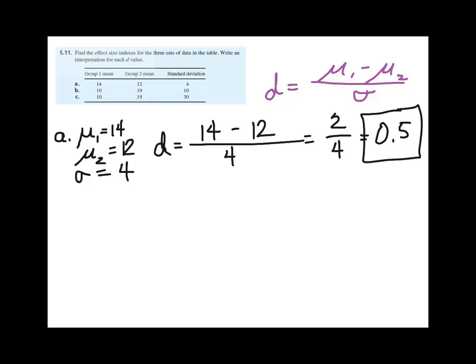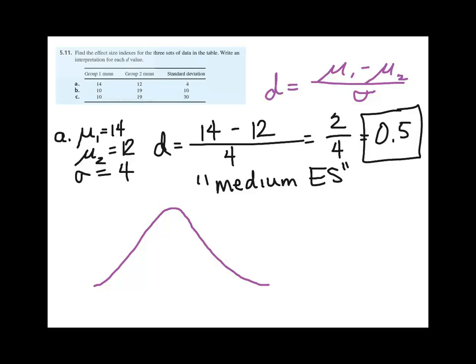Now, according to the somewhat arbitrary but widely accepted limits, Cohen's limits for these, 0.5 represents what we would call a medium or moderate effect size. Now, what does that mean? Well, let's assume, just for the sake of this drawing, that both the populations for group 1 and group 2 are normally distributed. So I'm going to draw what it would look like if you were to plot them on the same horizontal and vertical axes.